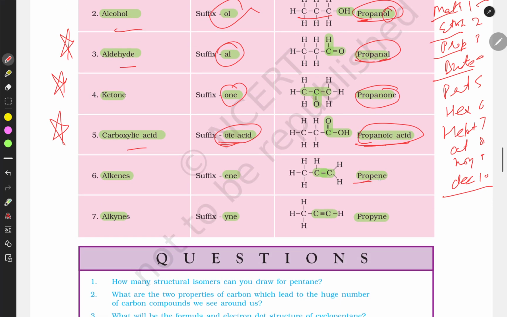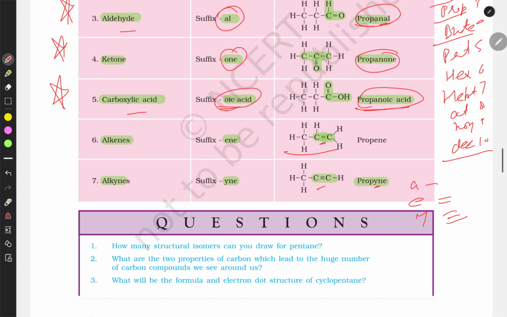Propane has 3 carbons. Propane is a hydrocarbon, it only contains hydrogen and carbon. And there is a trick: if there is an A, it will be a single bond, and when there is an E, there will be a double bond in it, and in the case of Y, there will be a triple bond. So E is for double bond and Y is for triple bond.